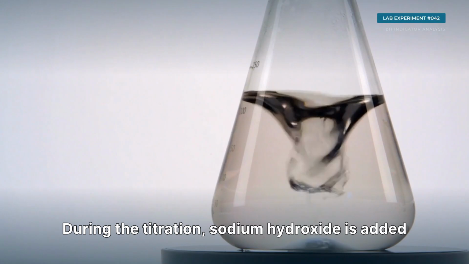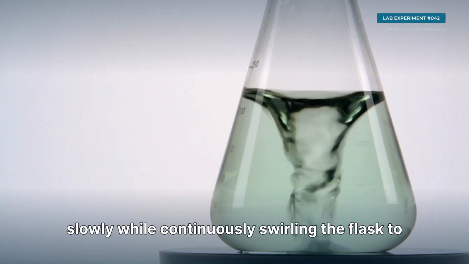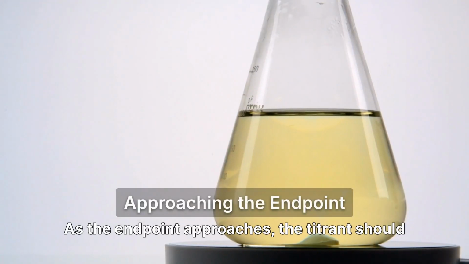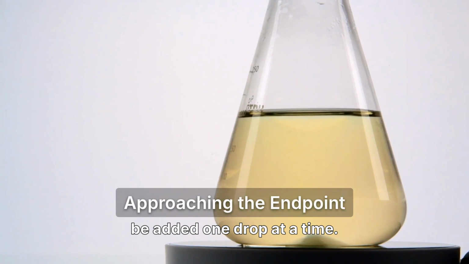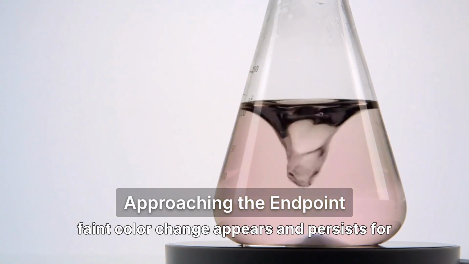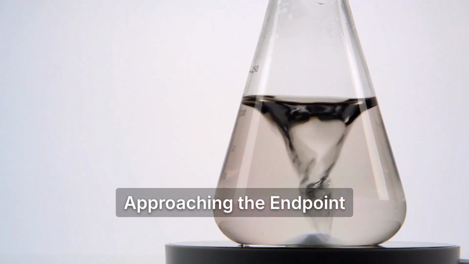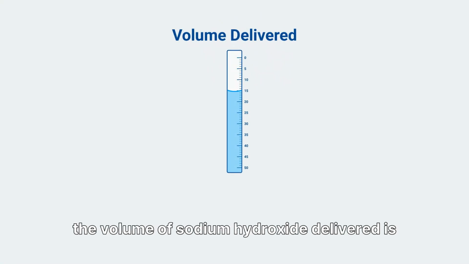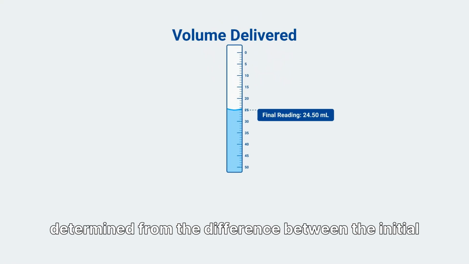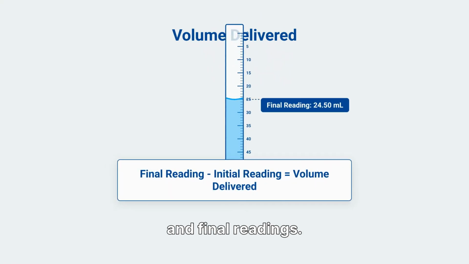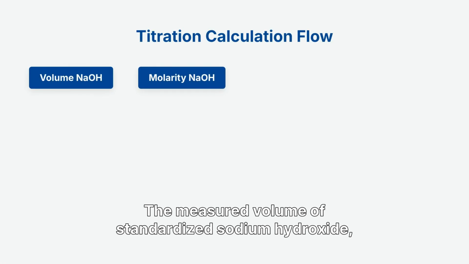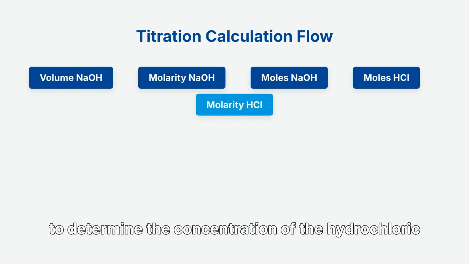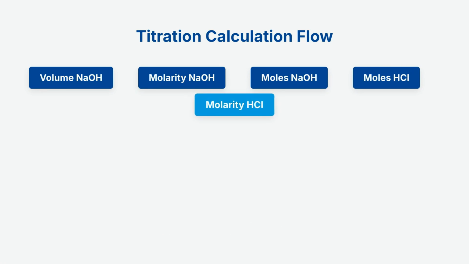During the titration, sodium hydroxide is added slowly while continuously swirling the flask to ensure complete mixing. As the endpoint approaches, the titrant should be added one drop at a time. The endpoint is reached when a very faint color change appears and persists for approximately 30 seconds. The final burette reading is recorded, and the volume of sodium hydroxide delivered is determined from the difference between the initial and final readings. The measured volume of standardized sodium hydroxide, together with its known concentration, is used to determine the concentration of the hydrochloric acid solution.